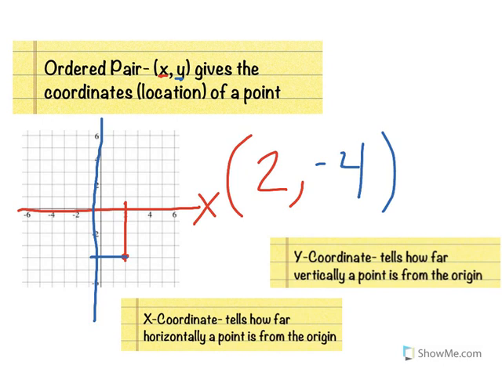Okay, and we need to know that the first point always refers to x. The second point always refers to y. Alright. The x-coordinate tells how far horizontally the point is from the origin, and the y-coordinate tells how far vertically the point is from the origin, from right here.